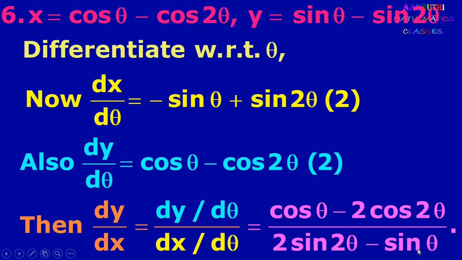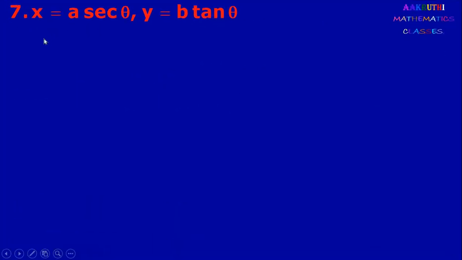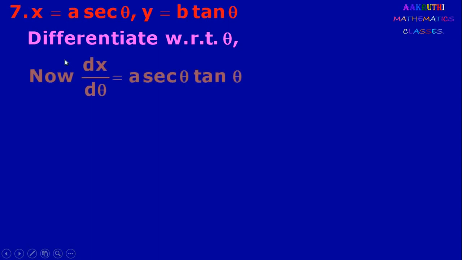Next question, x equal to a secant theta, y equal to b tan theta. Here also x and y are expressed in terms of theta, so theta is the parameter. So differentiate with respect to theta. Find dx by d theta first. A is constant. Secant theta differentiation is secant theta into tan theta. So dx by d theta is a into secant theta tan theta.